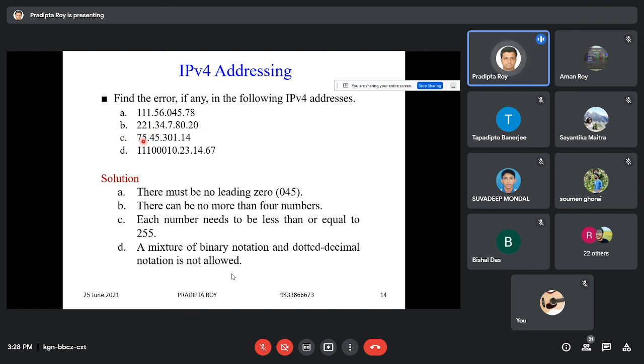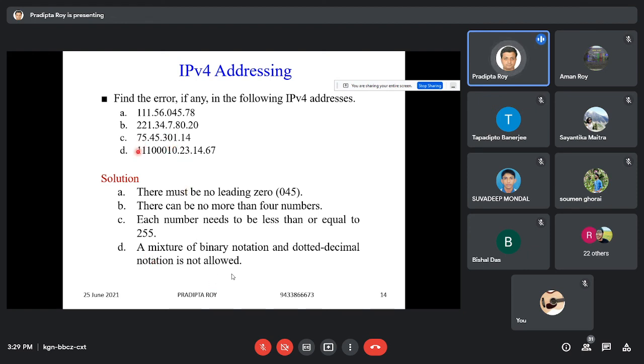Then for question C, why is it wrong? Because of the value written for the third octet. The value is 300. No octet value will cross the limit 255 because 8 bits are kept for each octet. If all 8 bits become 1, the maximum value is 255. It crosses that limit.